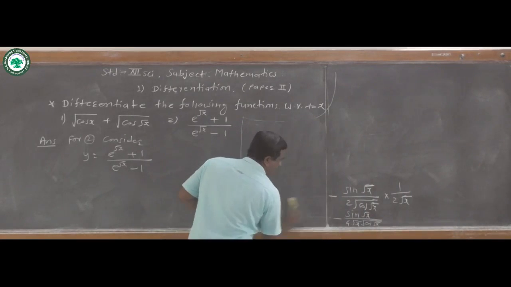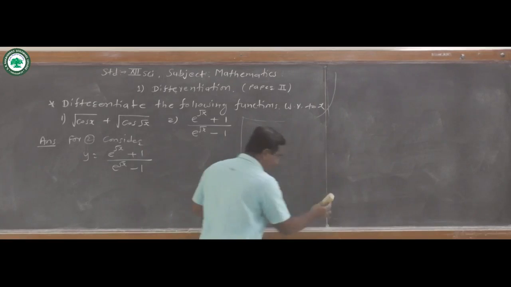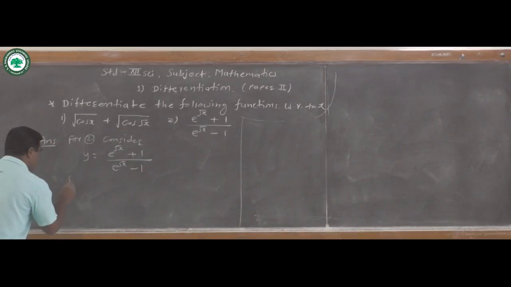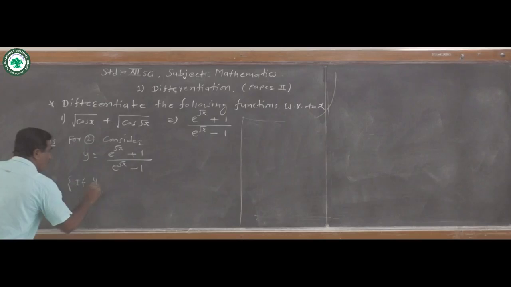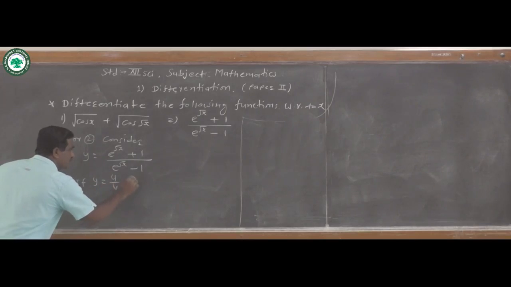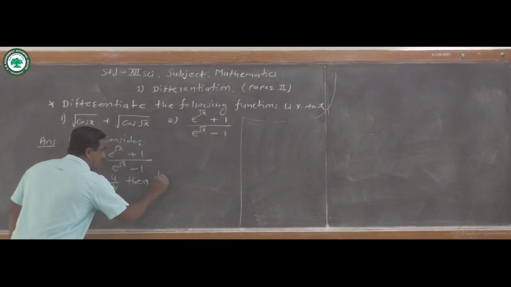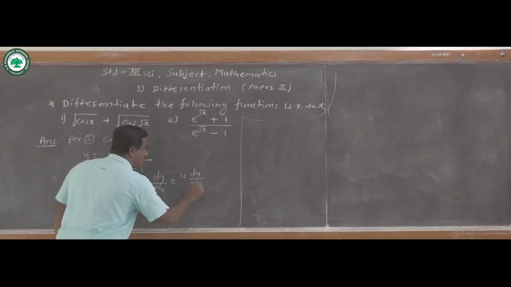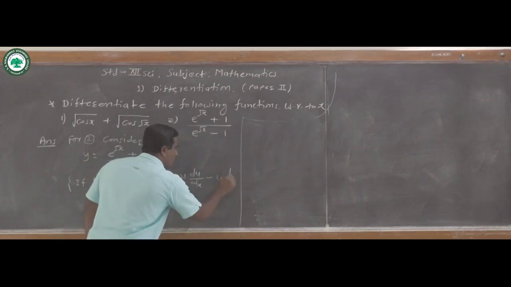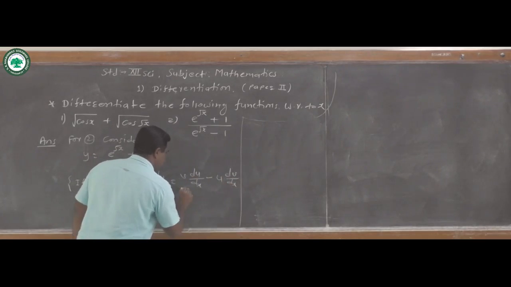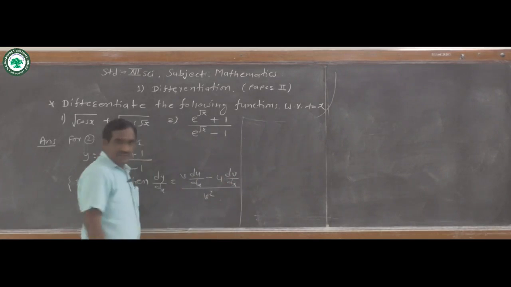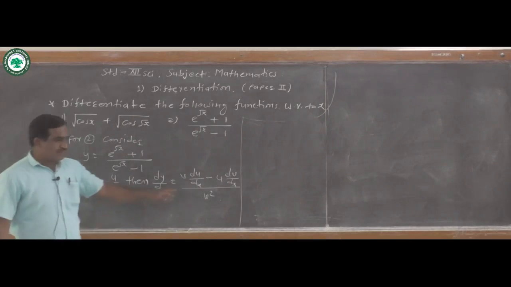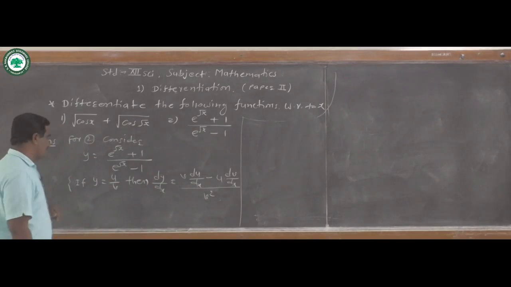We know that if y equal to u upon v, division rule is if y is equal to u upon v, then dy by dx is equal to v into du by dx minus u into dv by dx upon v square, where v square is not equal to 0. Now first we use this division rule for the derivative of this.